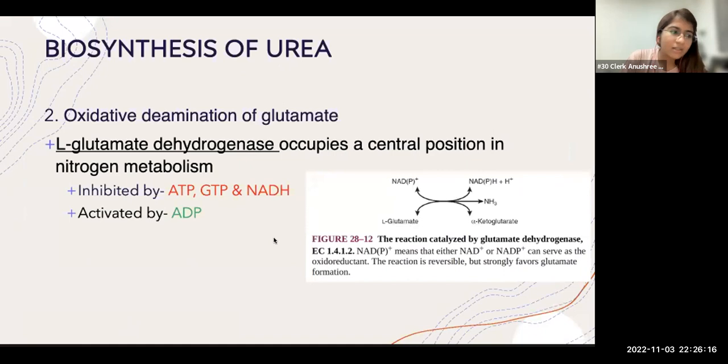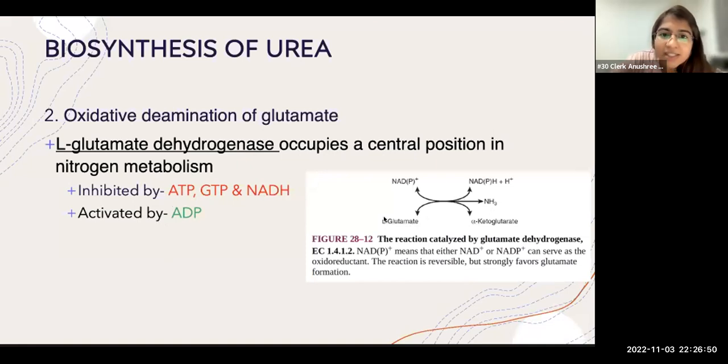Take note of these. It is inhibited by ATP, GDP, and NADH, and it is activated by ADP. So I want you to take note that all the inhibitors are like the products, but this one, ADP, is the substrate. Just note down that these are products and it's activated by a substrate. Okay. So really take note of this one.